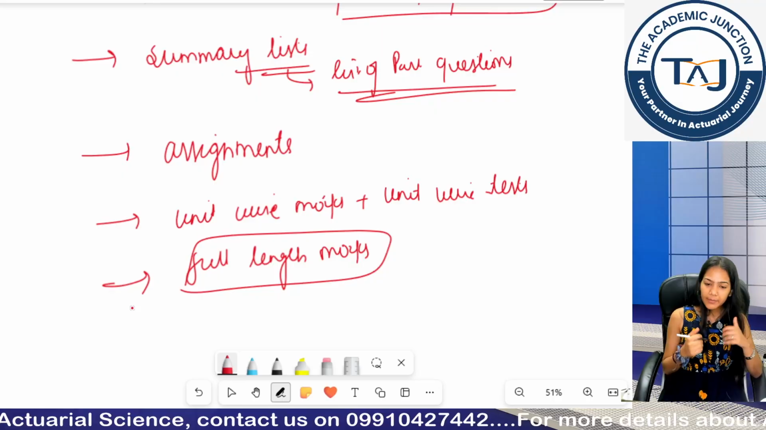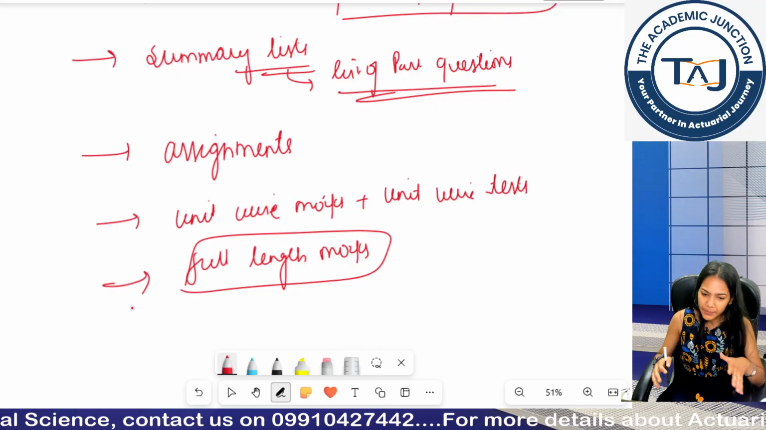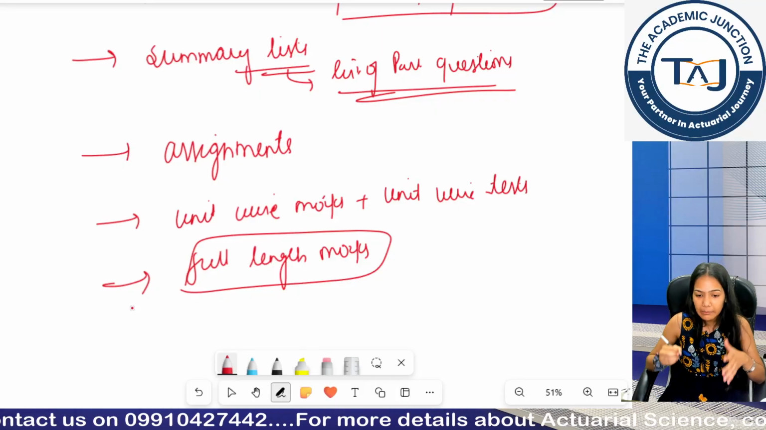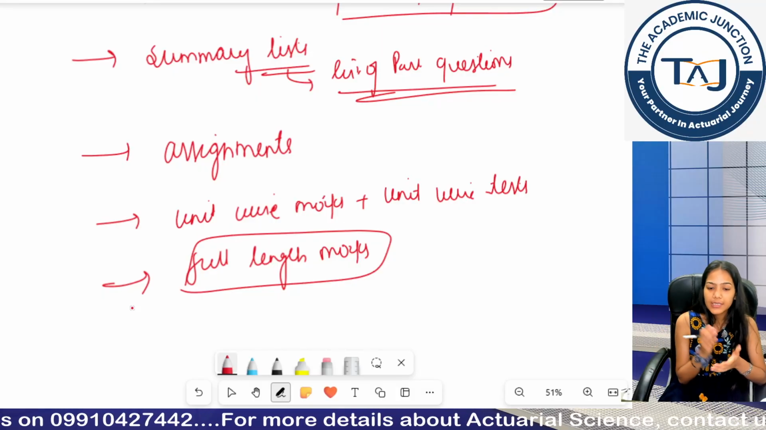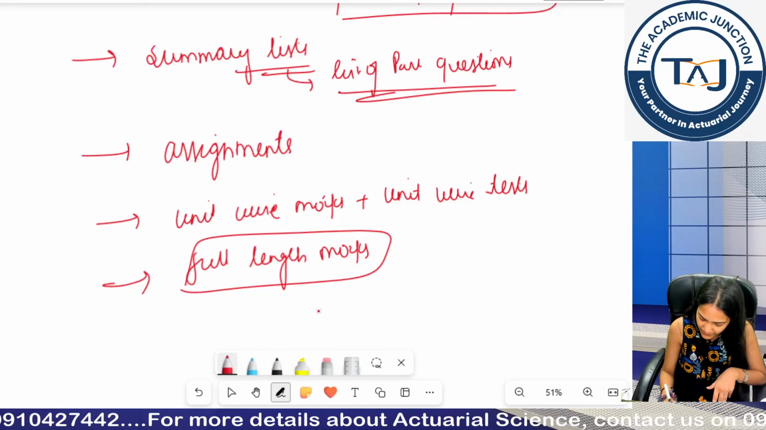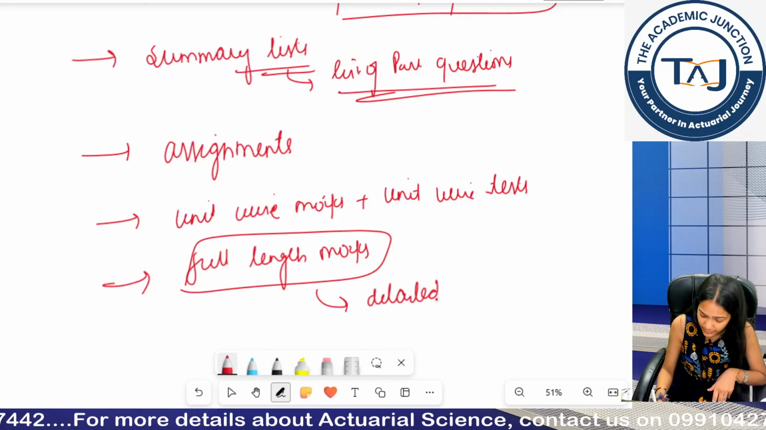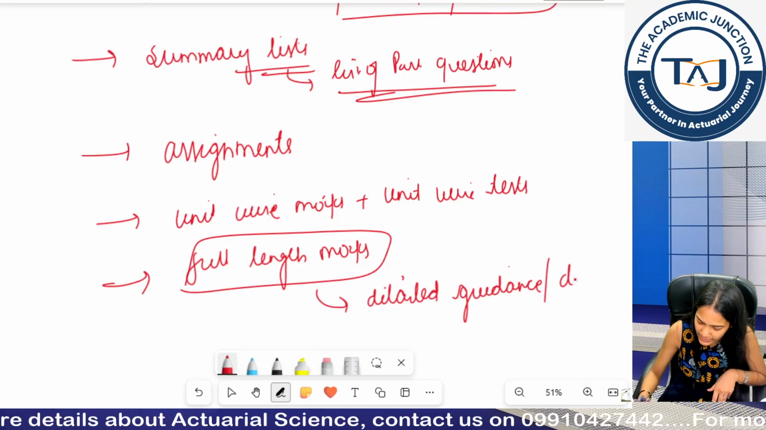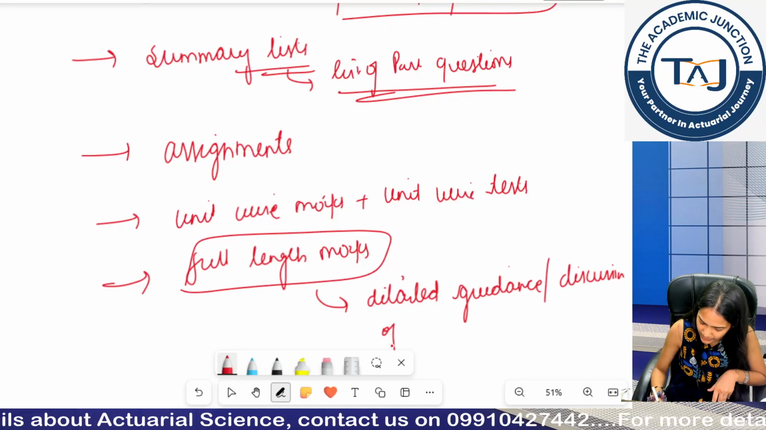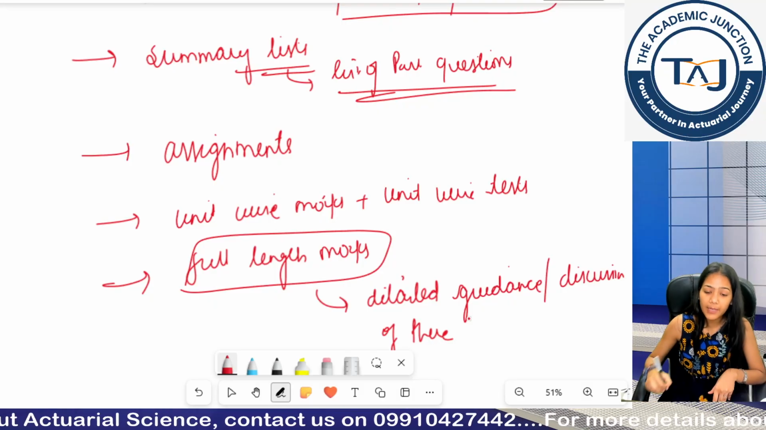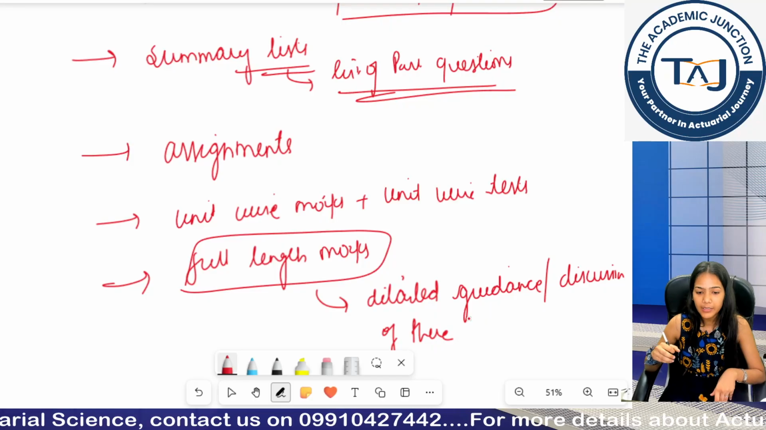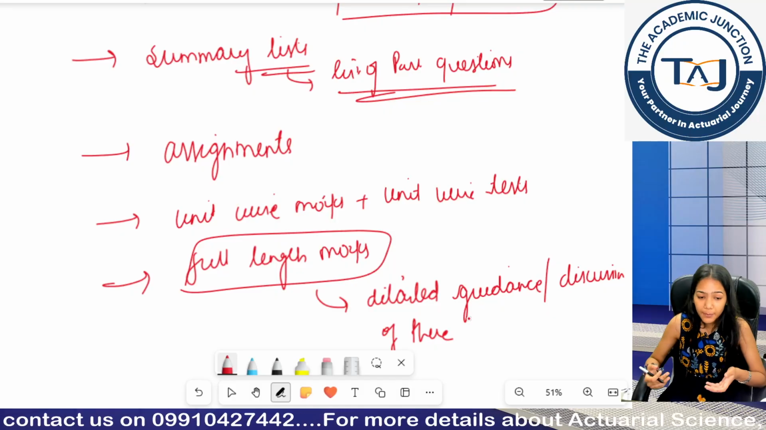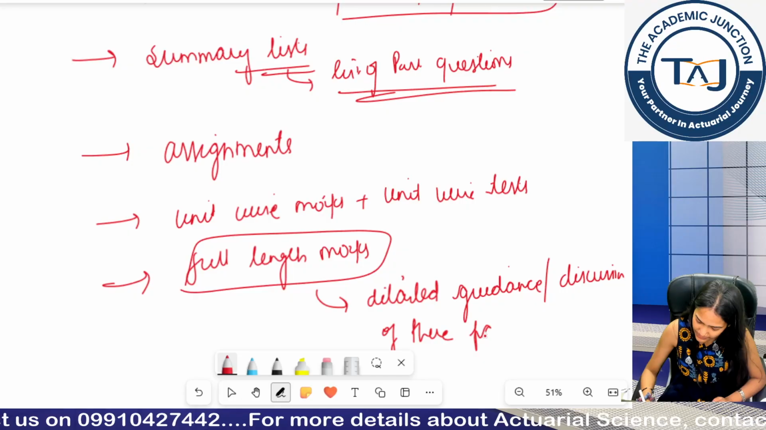These are full 100 marks papers consisting of 100% syllabus of CS1A and CS1B, and we will give you a proper timing or proper date that you have to sit for this mock, from this date to this date, and we will be providing you detailed guidance or detailed discussion of these papers. You will be getting the marks from these papers, and we will be discussing where you have lagged, which are the portions that you need to cover up quickly. So, detailed discussion of these papers.